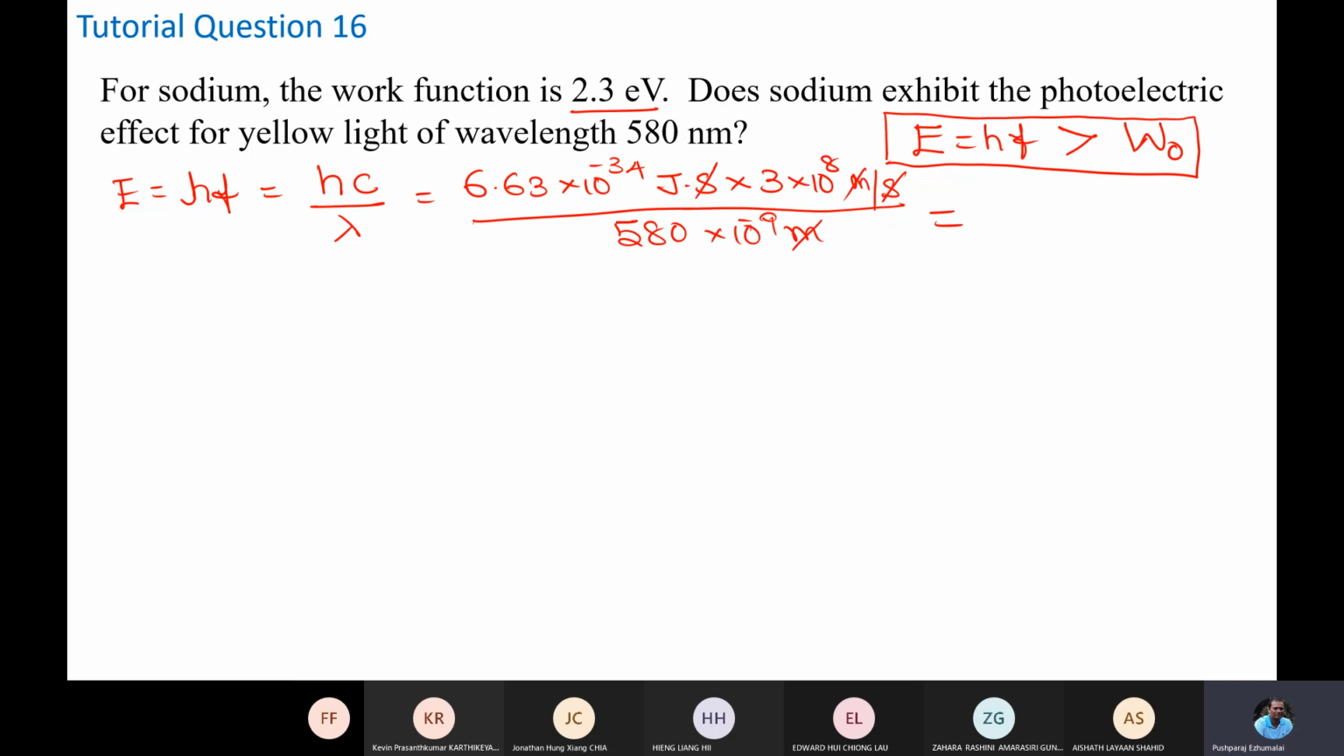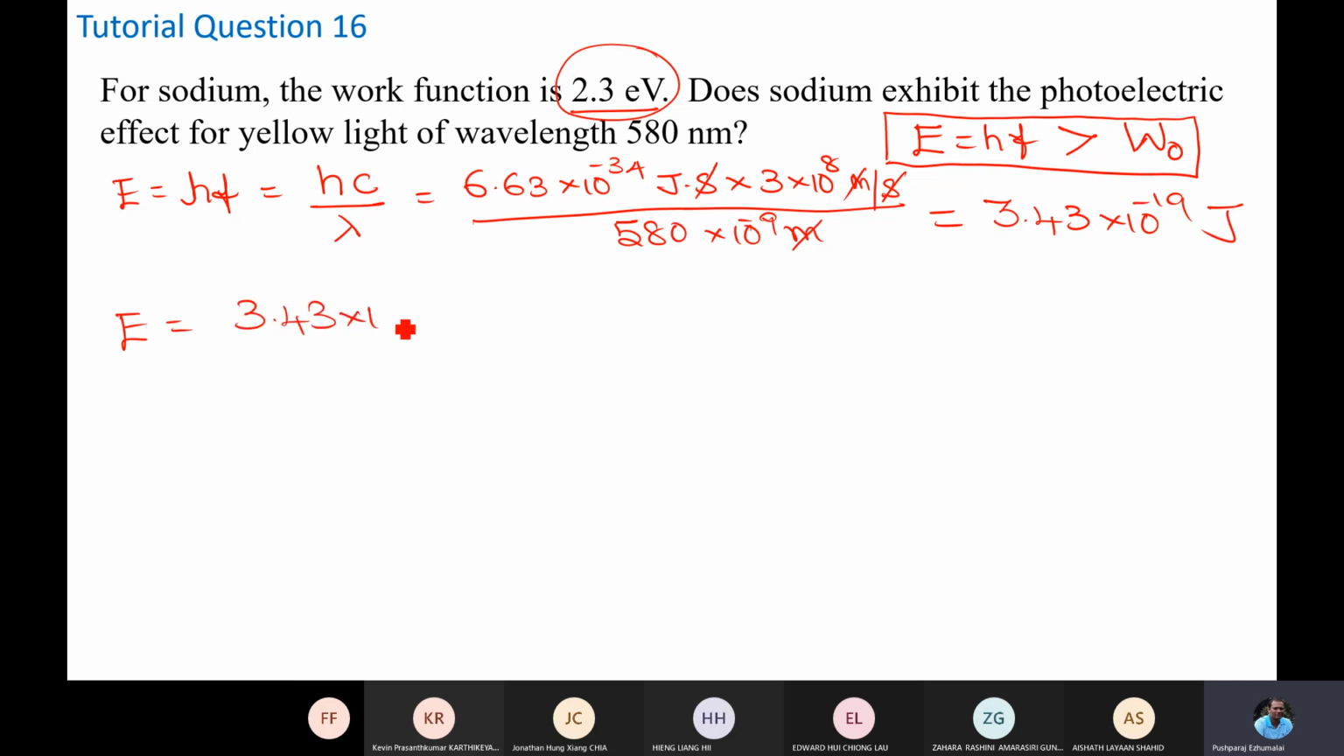6.63 × 10^-34 multiplied by 3 × 10^8 divided by 580 × 10^-9. So what I am getting is 3.4243 × 10^-19 joule. But the work function is given in electron volt, so we need to convert the energy into electron volt.